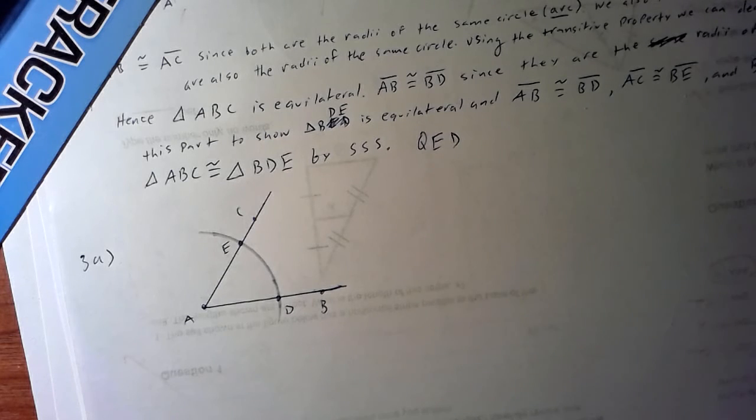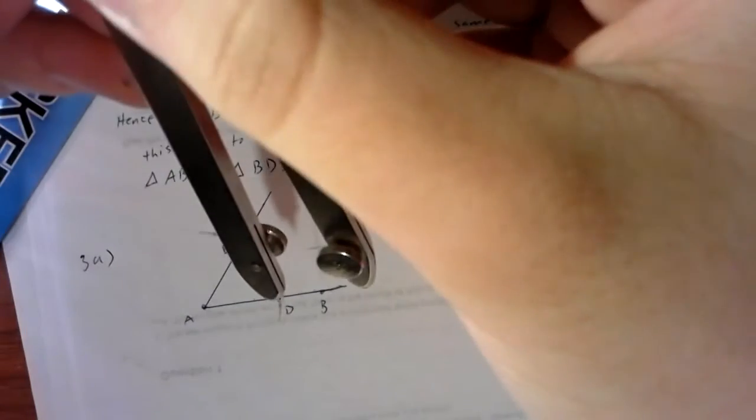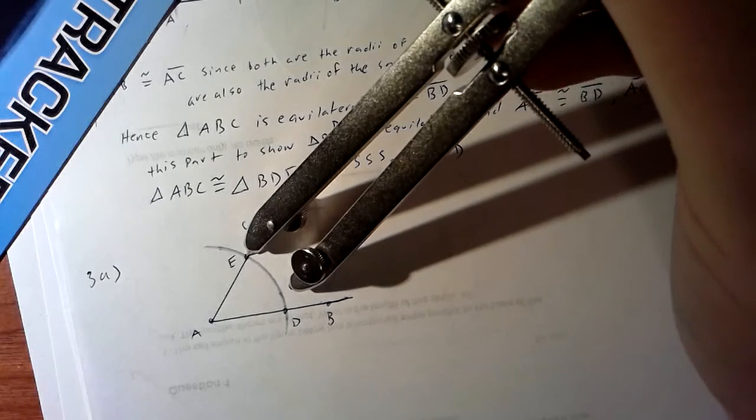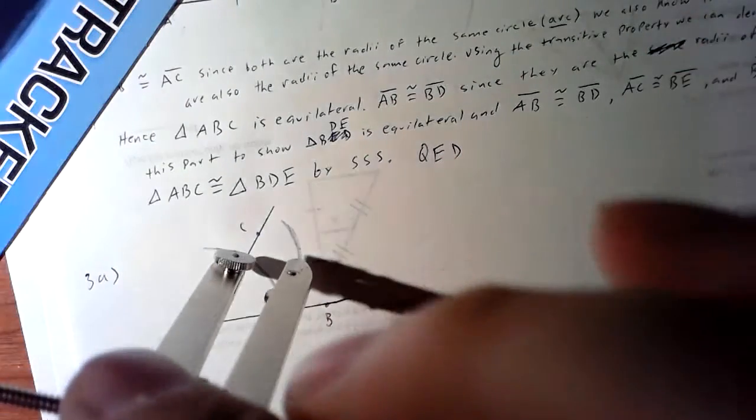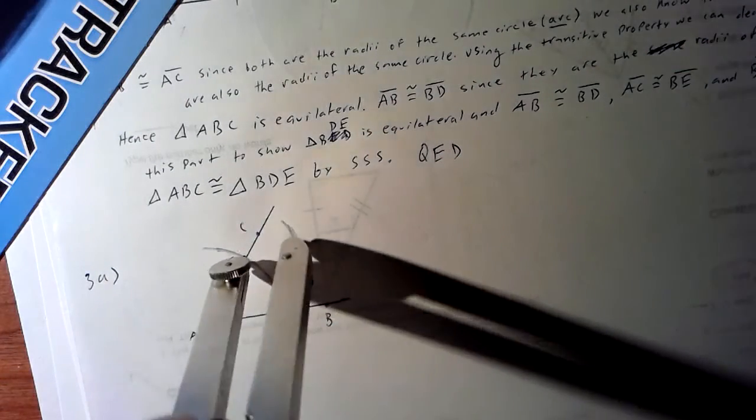So what we're going to do next is change the setting again. We're going to make our width just a tad shorter here. Again, it doesn't really matter how much shorter, just a little bit shorter. I'm going to go ahead and draw a little arc here. Notice I'm putting the needle on E, and I'm going to try and draw this arc like that. Hopefully you can see that. So I'm just doing a little arc like that.